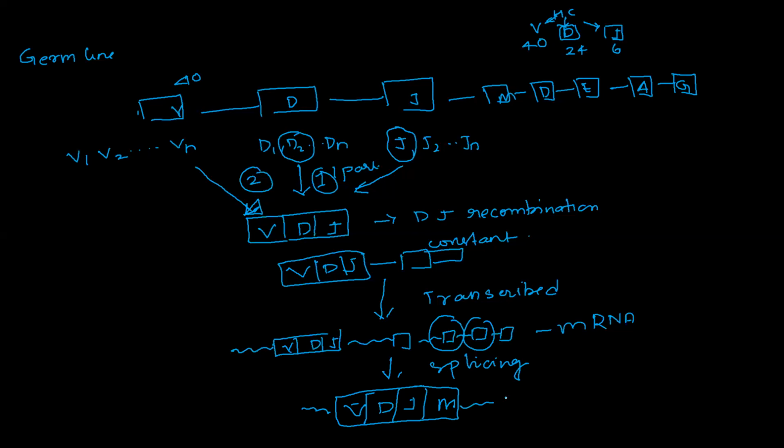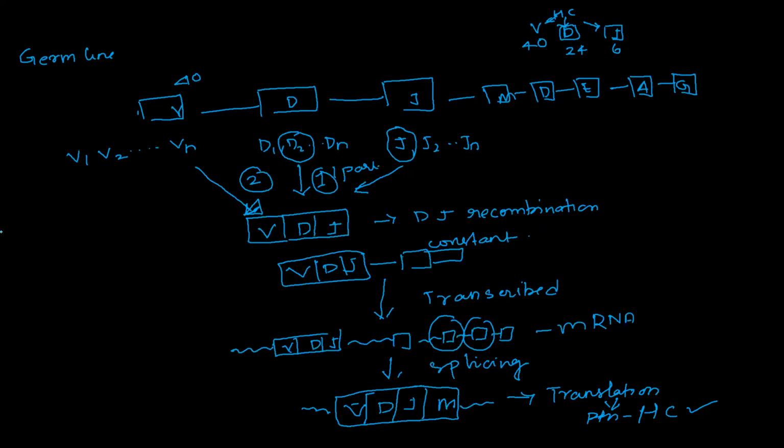Now this will undergo translation, and the proteins formed are for the heavy chain. This is a brief explanation of VDJ recombination. In the next video I'll be telling you in detail, and we are going to zoom in on what actually happens in this recombination.